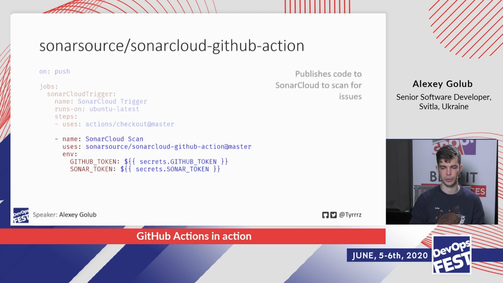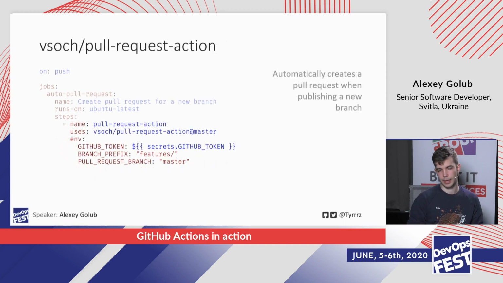For example, you may want to do something else. You may want to use SonarCloud if you want to scan your repository for some technical debt or something else. You can, again, use the GitHub action that they have provided. So SonarCloud GitHub action, reference it in one of your steps, and then put the token inside environment variables, and you're good to go.